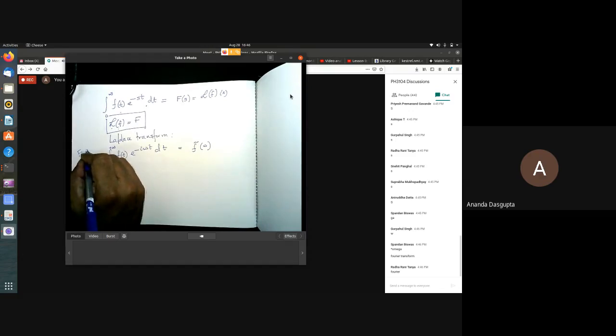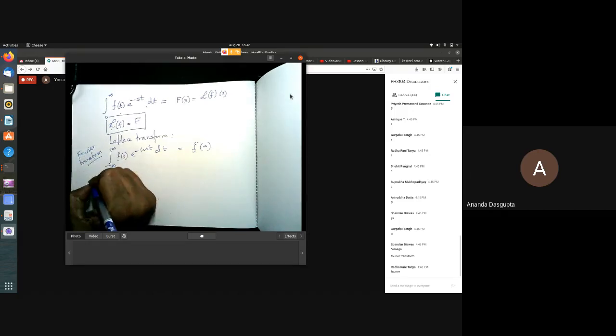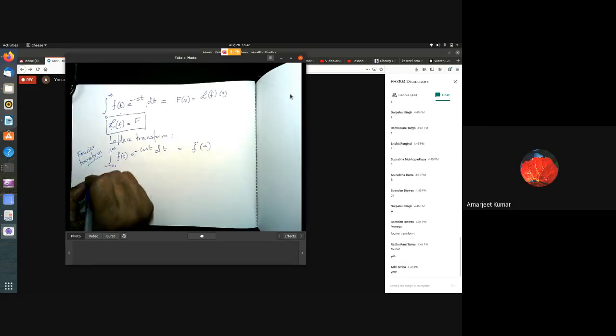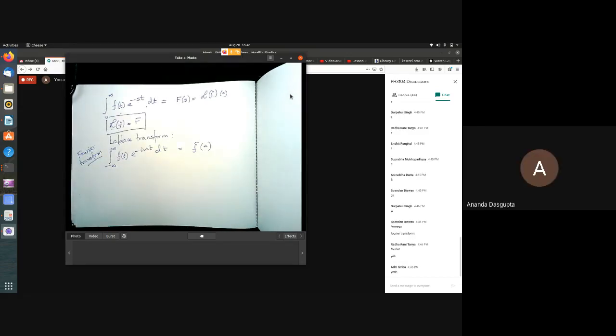Many of you know this because you know Fourier series, and I guess I taught you Fourier transform. Did I? I don't remember. Did I teach you Fourier transform? Yes, sir. So this is the Fourier transform.